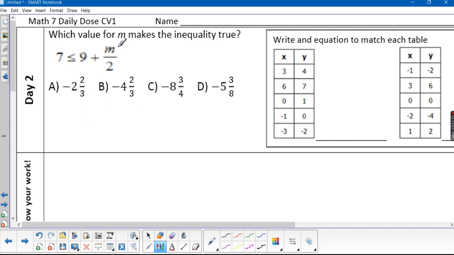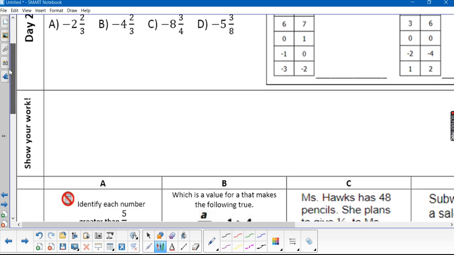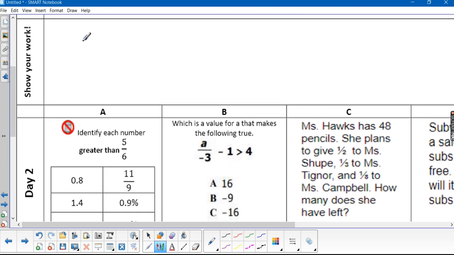Okay. Which value for M makes the inequality true? Notice your answer choices. They look a little bit weird, probably a little intimidating. Here's the inequality. Since it doesn't have like M is greater than or equal to and all that mess, I know I'm going to end up graphing, trying to figure out what goes where, okay? First thing I need to do, though, is get this written down, and let's solve.